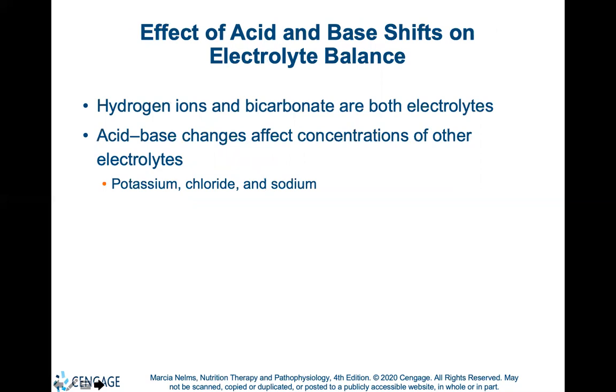Hydrogen ions and bicarbonate are both electrolytes. Acid-base changes will therefore affect concentrations of other electrolytes in both extracellular and intracellular fluids. For example, movement of bicarbonate to the plasma requires the exchange of another negatively charged ion so it is maintained. Chloride is the ion that moves the opposite direction of bicarbonate. Changes in potassium, chloride, and sodium may accompany acid-base disorders.